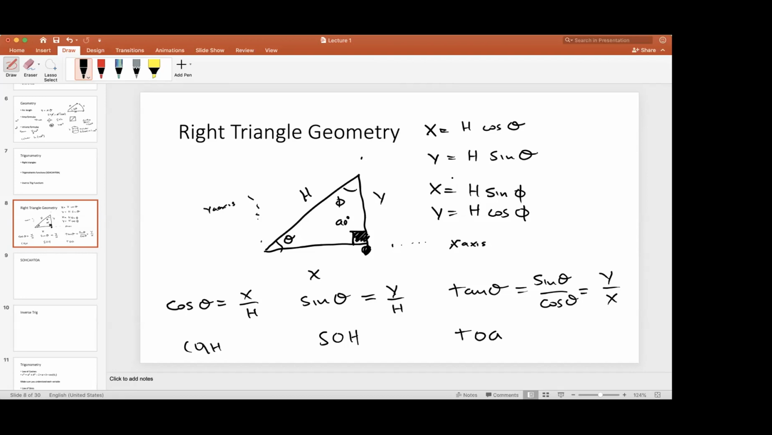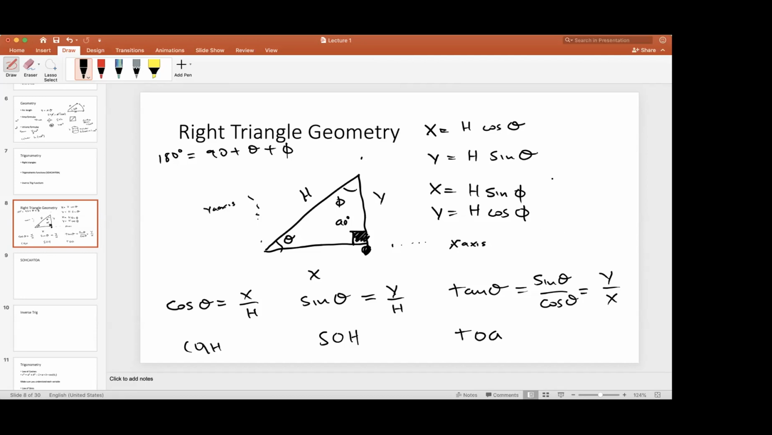One other thing that you should note is that all the interior angles have to add up to 180 degrees, okay? That means 90 plus theta plus phi. If theta were 30 degrees, phi would be 60. If theta was 45, phi would be 45. If theta was 80, phi would be 10, okay? All the interior angles have to add up to 180 degrees. That's sometimes helpful and useful.